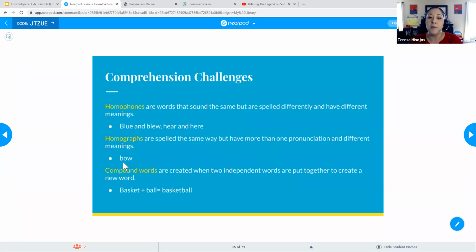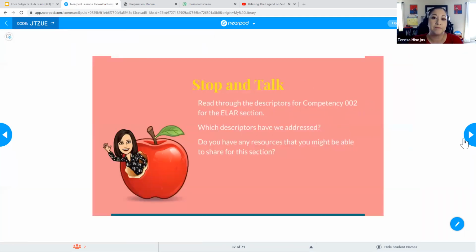And then the last one is compound words. As kids get older, if you're able to teach them some of these analysis skills, they may be able to understand what those compound words are. But when you put two independent words together and you get a new word, that may cause issues. For example, if we think of a basket and a ball, a student may literally think of a basket you put stuff inside of, and a regular ball. So when they read basketball, they're thinking of those two separate things. Those are comprehension things that students will work on. As they get older, they'll learn how to differentiate and understand those.